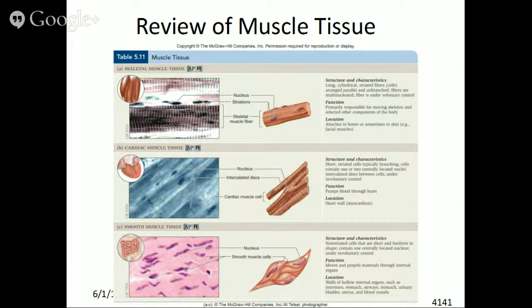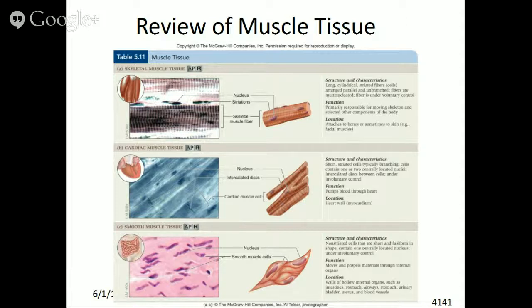Cardiac muscle tissue works very similarly in the fact that they also have protein fibers inside of the cells, and they're very tightly packed together. However, they're more branched. They're less elongated. They're a lot shorter, and they're connected end to end. And the only place you're going to find cardiac muscle tissue is in your heart. That's it. They're not found anywhere else, only in your heart.